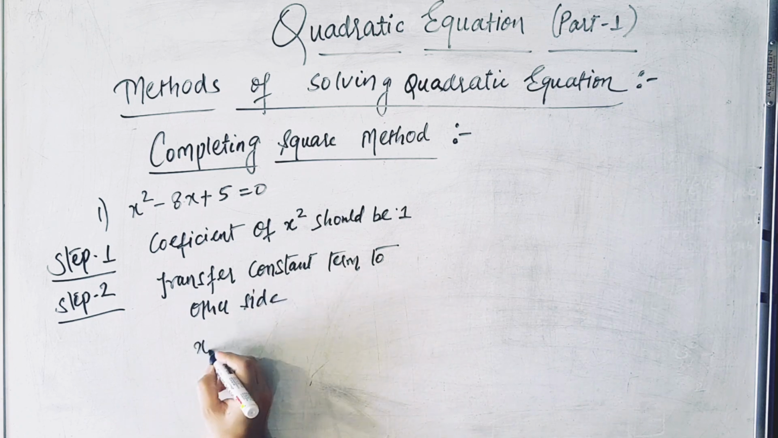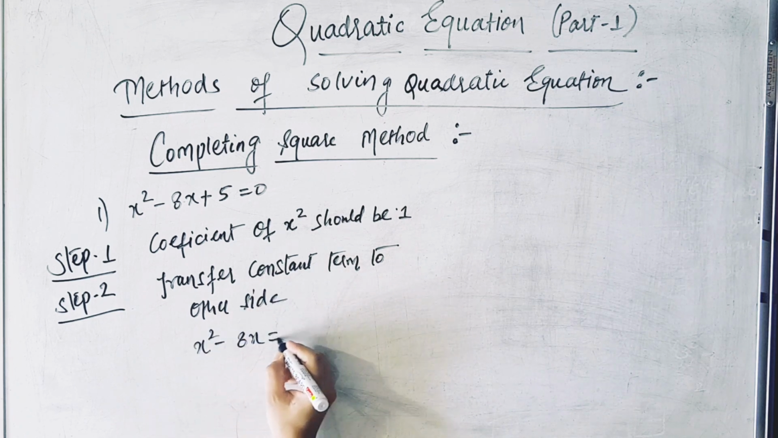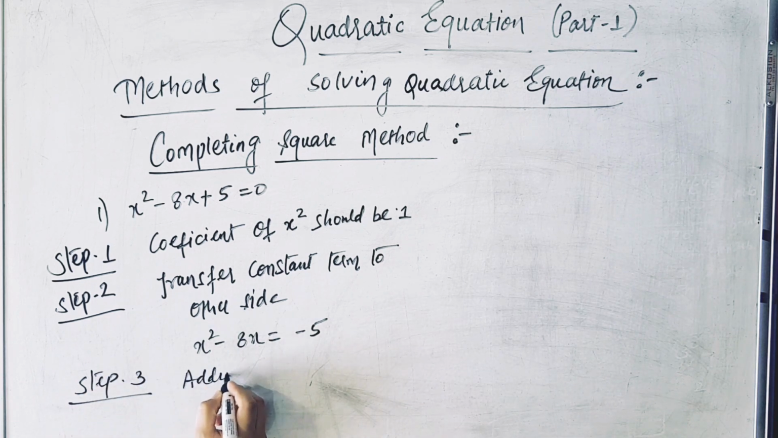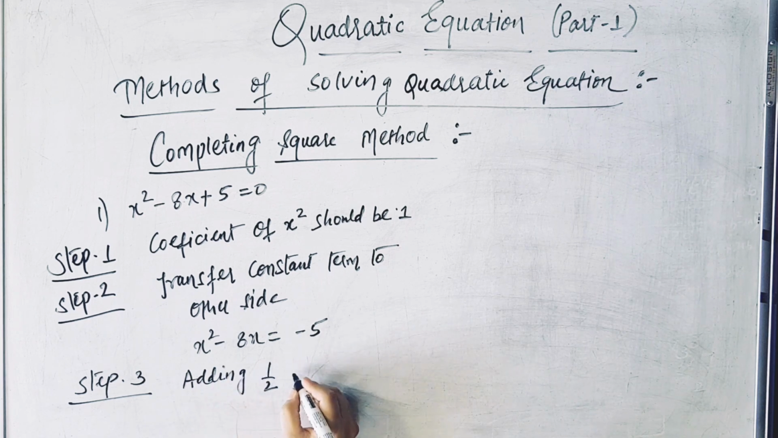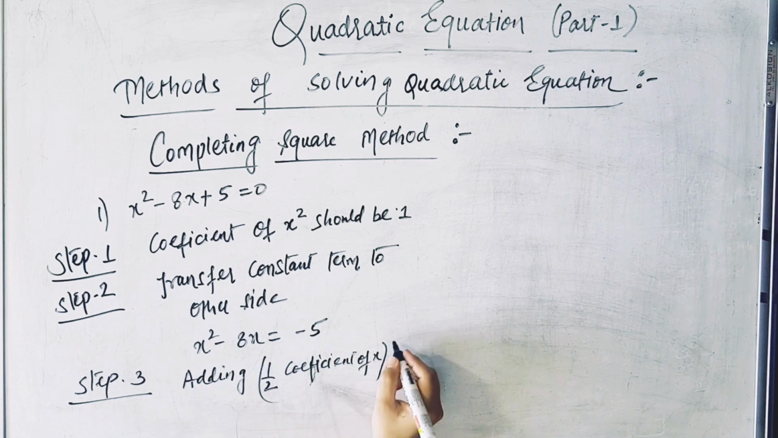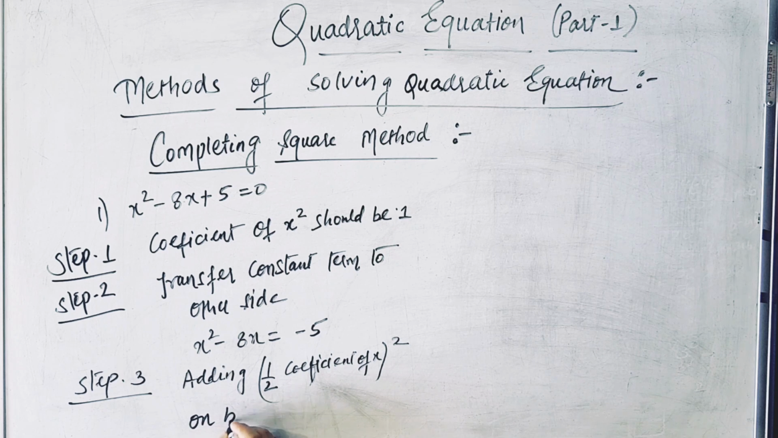So we will do x square minus 8x equals minus 5. Step 3 says that we have to add half coefficient of x whole square on both sides. Half coefficient of x will be added on both the sides.